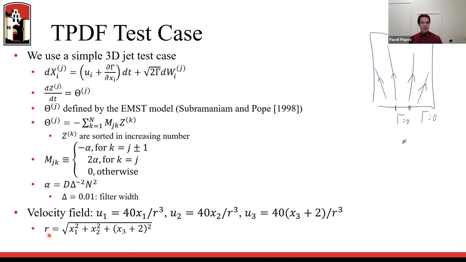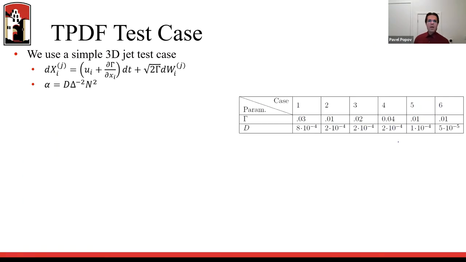Okay, with R defined in this way, specifically the origin starts below the domain. And in this specification, we still have a couple of free parameters. We have the turbulent diffusion coefficient, and we have the molecular diffusion coefficient. And to test the accuracy, I've run six test cases with different values of turbulent and molecular diffusion, which are representative of an AWS PDF simulation.